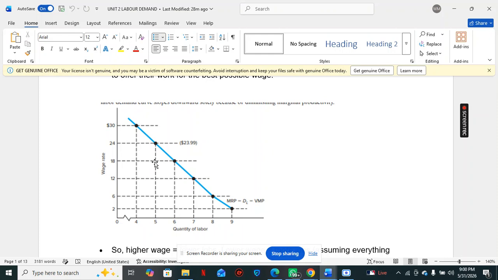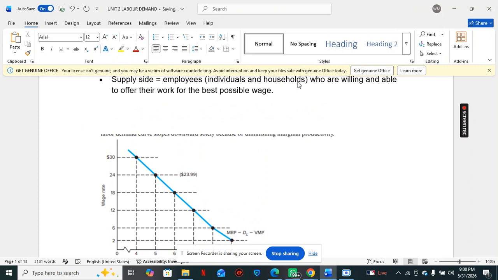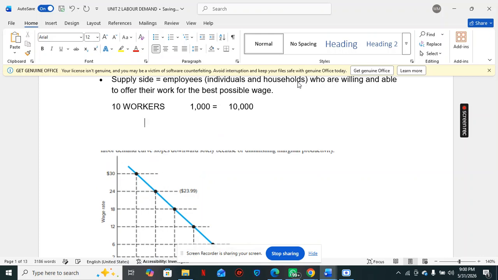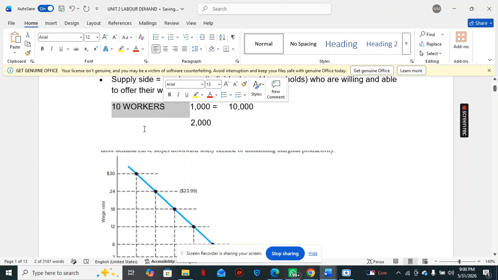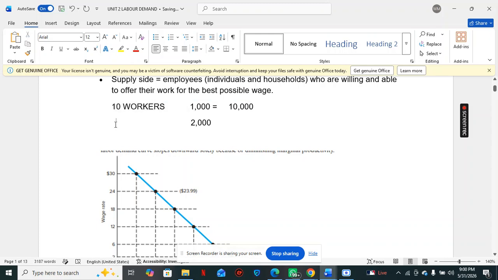Think of yourself as an employer. You have 10 workers and the minimum wage is 1,000. So your labor cost is 1,000 times 10, which is 10,000. Now, this minimum wage increases, let's say it doubles from 1,000 to 2,000. As an employer, do you think it would be sustainable to keep the 10 workers?